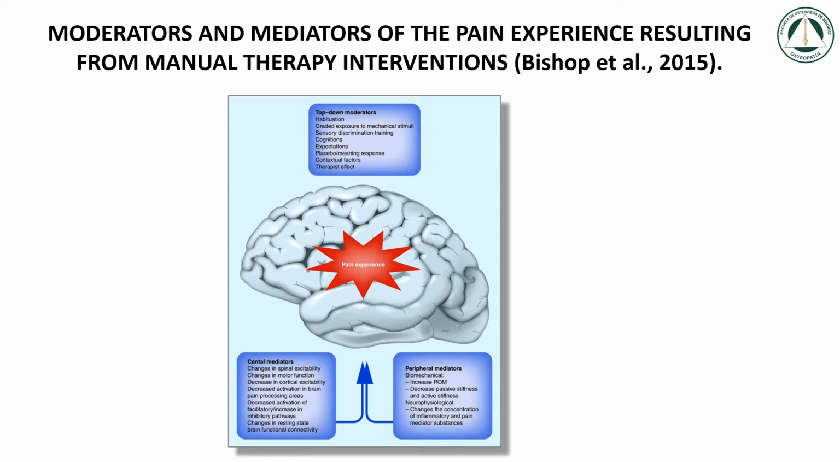Central mediators: changes in spinal excitability, changes in motor function, decrease in cortical excitability, decreased activation in brain pain processing areas, decreased activation of facilitatory and increase in inhibitory pathways, changes in resting state brain functional connectivity. Peripheral mediators: biomechanical, increase ROM, decrease passive stiffness and active stiffness.